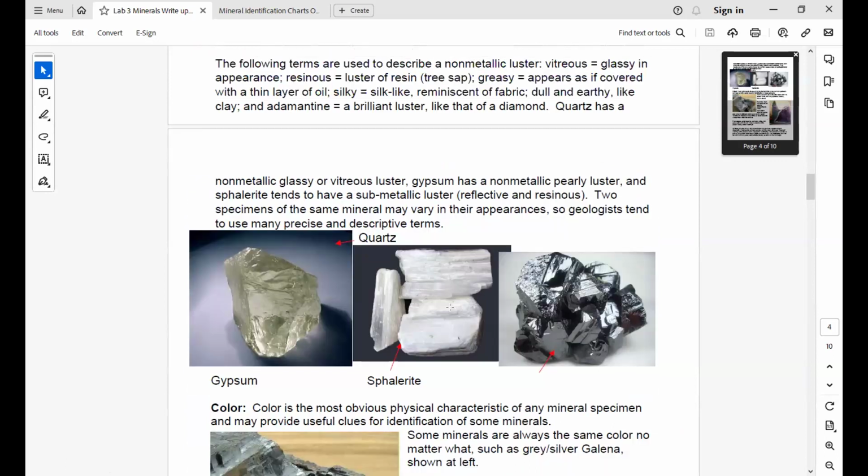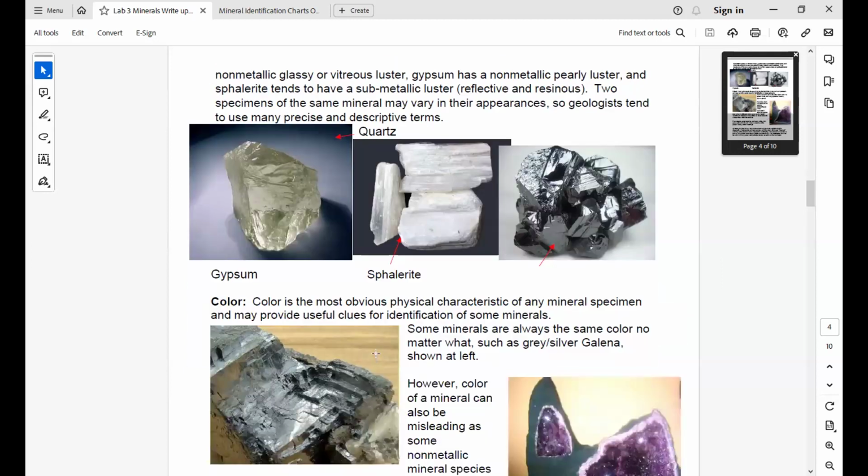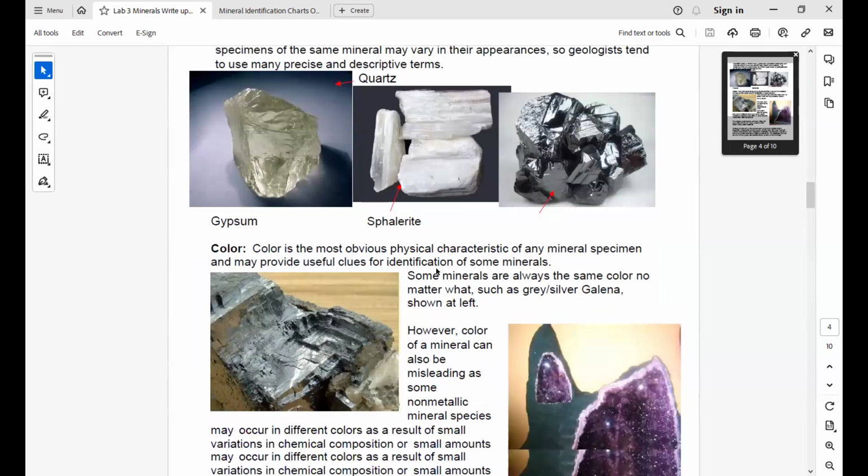And you can get sphalerite here, has a non-metallic luster, but it's not as shiny as glassy. It might very well be silky. And then here is metallic luster. Okay, I think this is galena here. No, okay. Oh, take that back. This is gypsum, and this is sphalerite here. My names are off here for some reason.